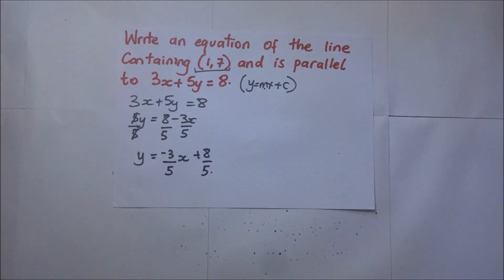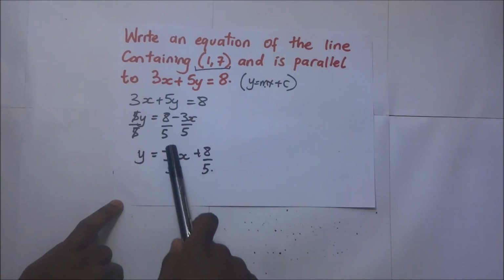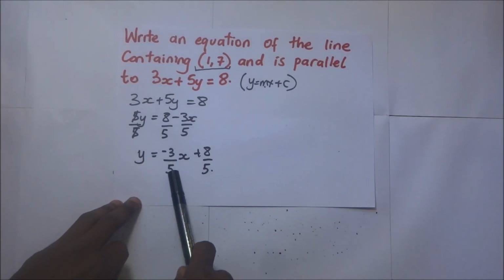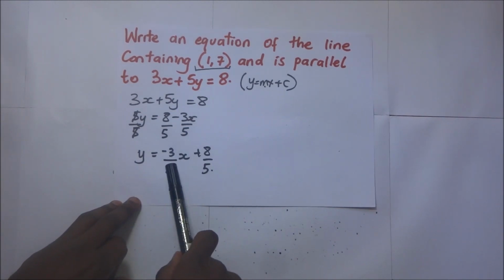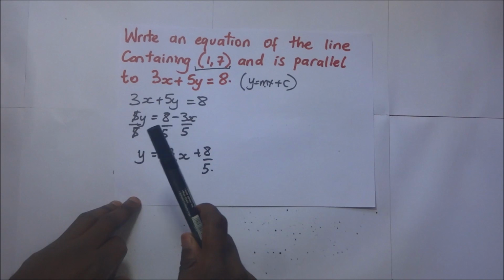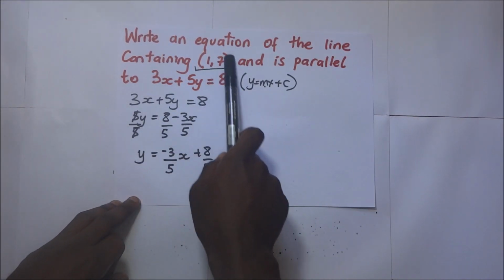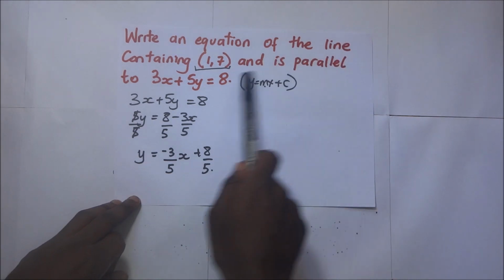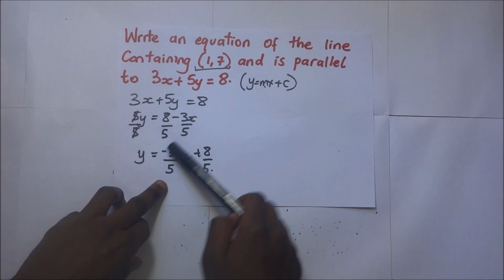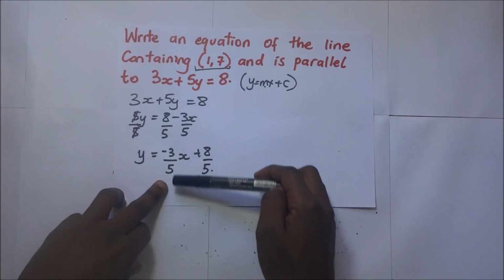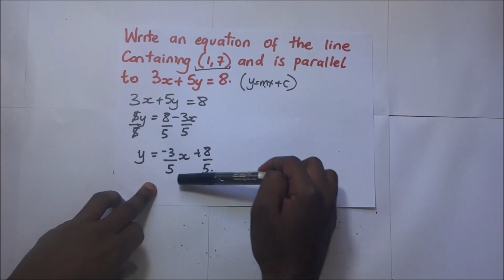So meaning that the line we are talking about here has a gradient of negative 3 over 5. Now the question is telling us to write an equation of a line that contains (1, 7). So it's going through (1, 7) and is parallel to this line. If it is parallel to that line, the line we're talking about is this one right here, so this is the gradient of that line.